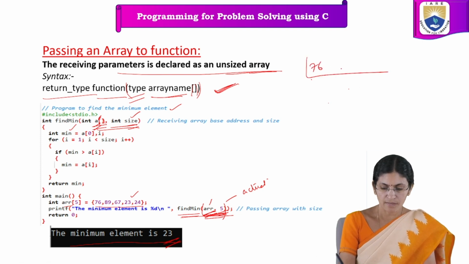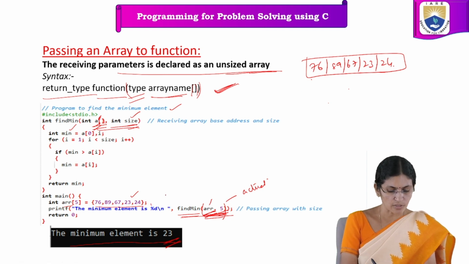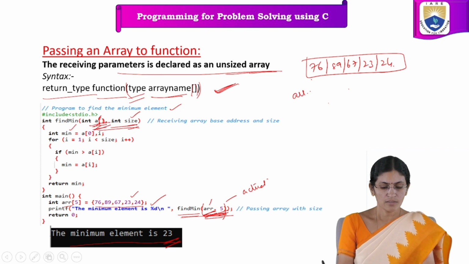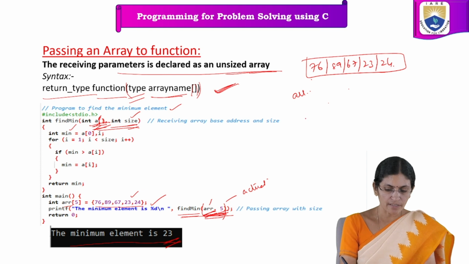So 76, so this is 89, 67, 23 and then 24. So here in the function definition, the name of the array is ARR, and in the function call we have mentioned A. This ARR and A both are same. So this A also points to this array only.